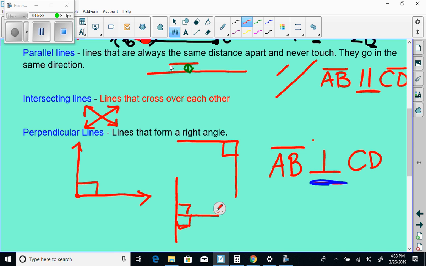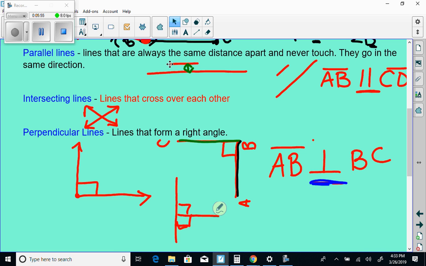Okay? And so you can have AB, and sorry, let me rephrase that. AB is perpendicular to BC. And the reason is that's the name of the sides. This is BC, and this is AB, telling you that they are perpendicular to one another. I didn't label the lines above, but you get the idea. And those are lines.